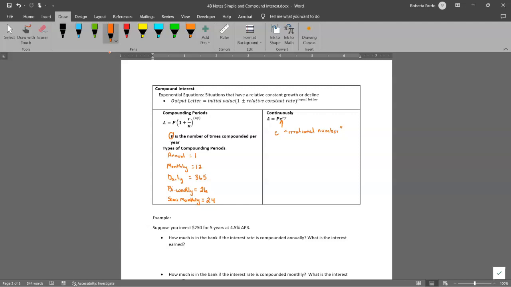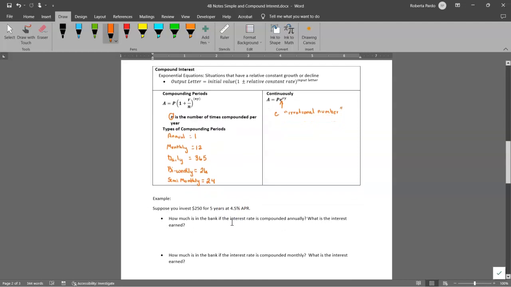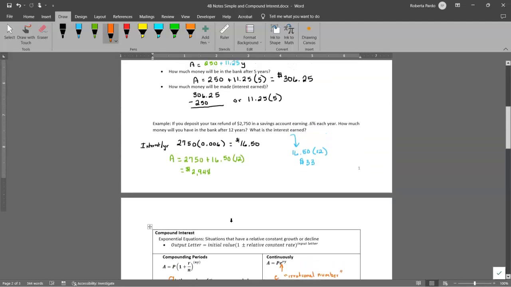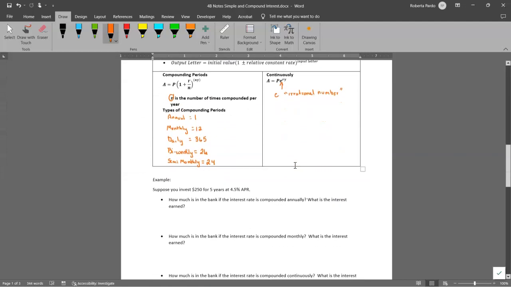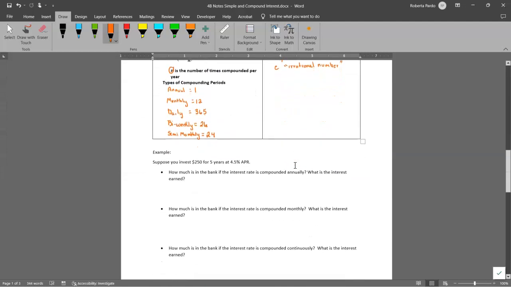So we'll do those so that we can see how to enter these into the calculator, how to enter them into Desmos. All right, so if you recall from our simple interest problem, we had $250 at 4.5% simple interest, and we ended up after 5 years with $306.25. This time we're going to take that same $250 for 5 years, but we're going to compound it annually.